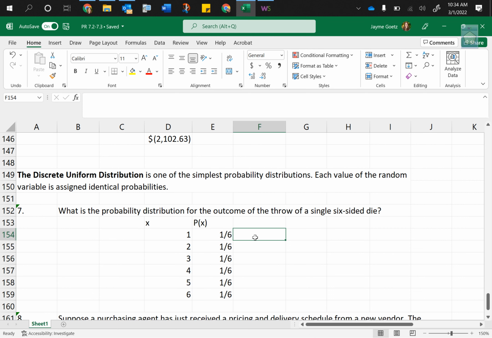Yes, sir. Yeah, highlight them all. Come up here, drop it down. Click on fraction. There you go. Okay. So that's the only difference between a discrete uniform distribution and a discrete probability distribution. The only difference is all of the probabilities are the same. That's it. That's all 7.3 is. All the probabilities are the same.